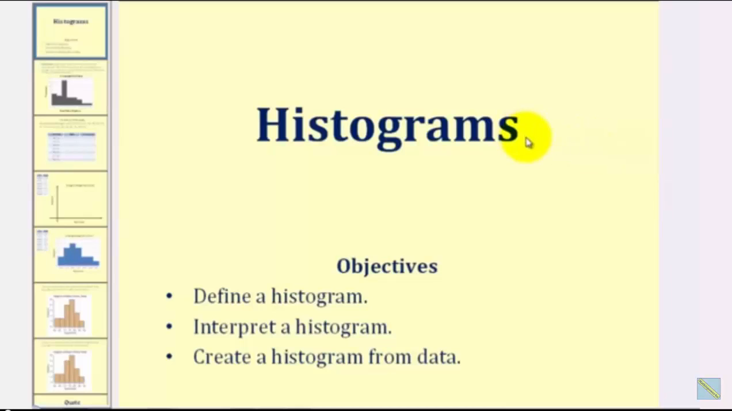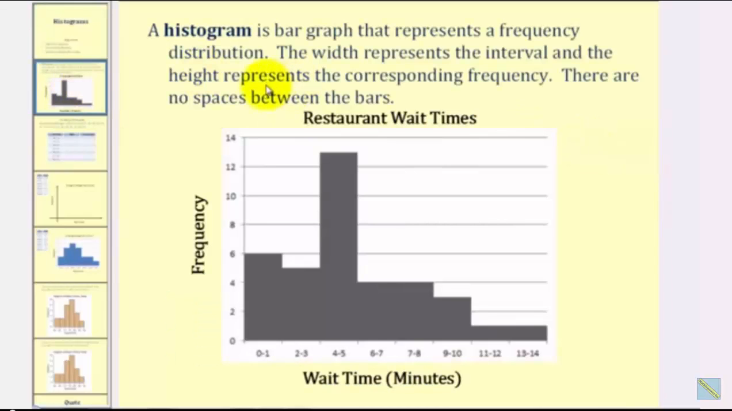Welcome to a lesson on histograms. A histogram is a bar graph that represents a frequency distribution, as we see here below. The width represents the interval, and the height represents the corresponding frequency. Notice there are no spaces between the bars. So looking at the given histogram, notice how the intervals have the same width or the same size, which once again means the bars have the same width. These categories here, or the intervals, are often called the bins.